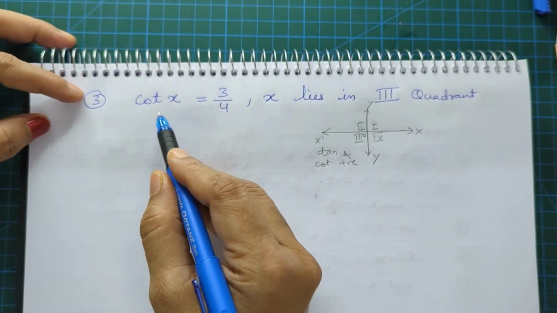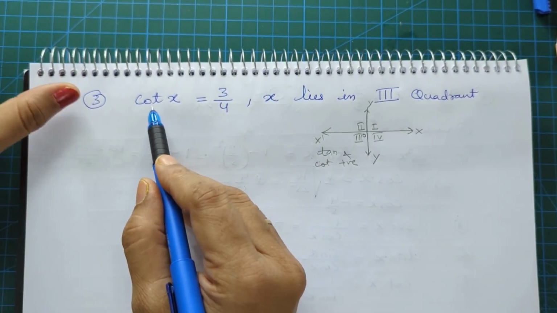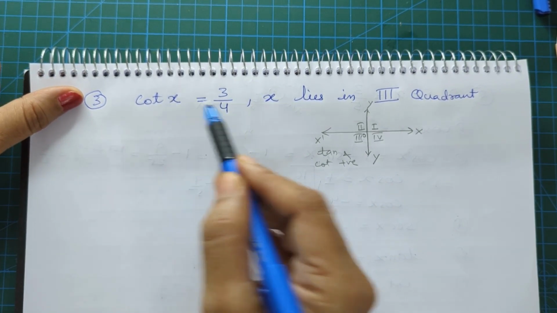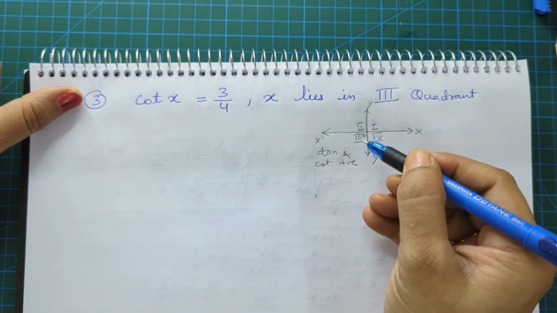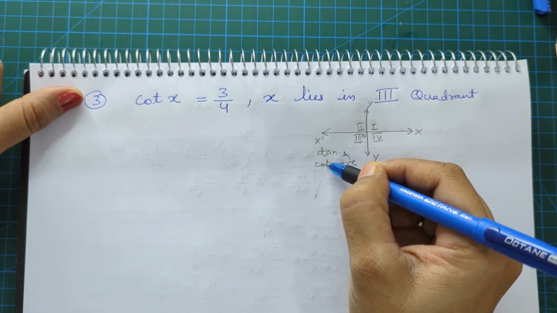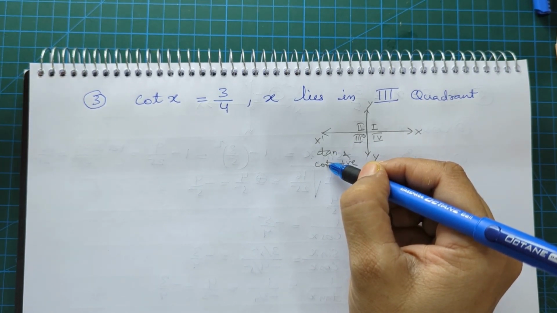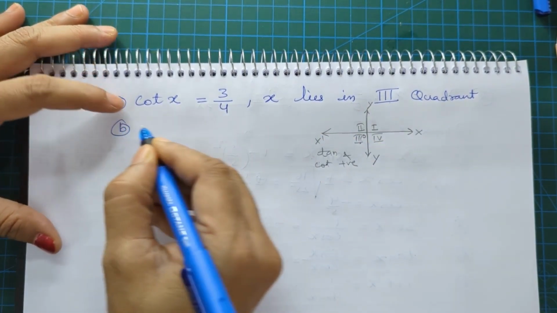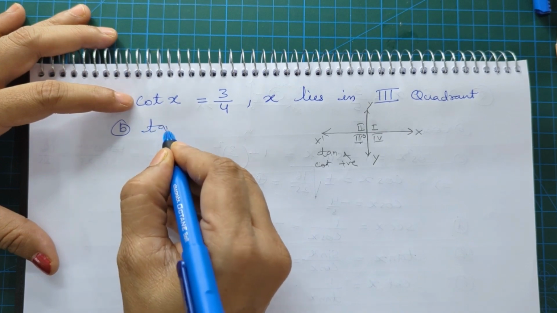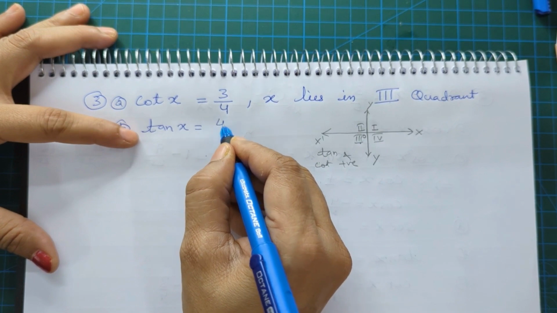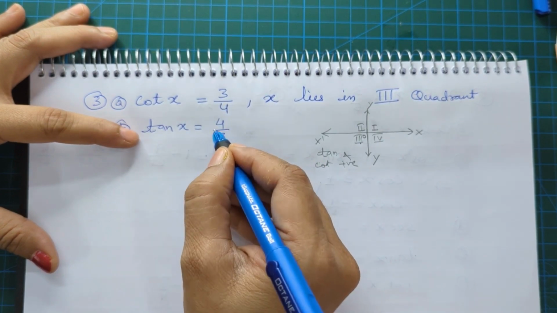The third question of exercise 3.2: cot of an angle is 3 by 4, and we are told that the angle lies in the third quadrant. And remember, in the third quadrant only tan and cot of an angle are positive. All the rest of the trigonometric ratios are negative. So let's find the remaining 5 trigonometric ratios. The first one is given. We are finding the second one. When cot is given, tan we automatically know, because tan and cot are reciprocal ratios. So tan will be 4 upon 3, and you see both of them are positive.